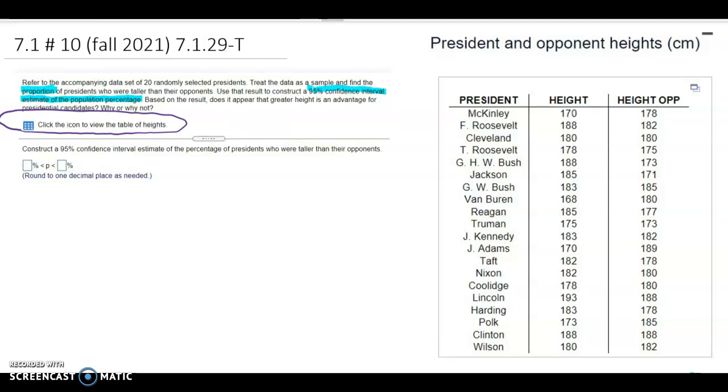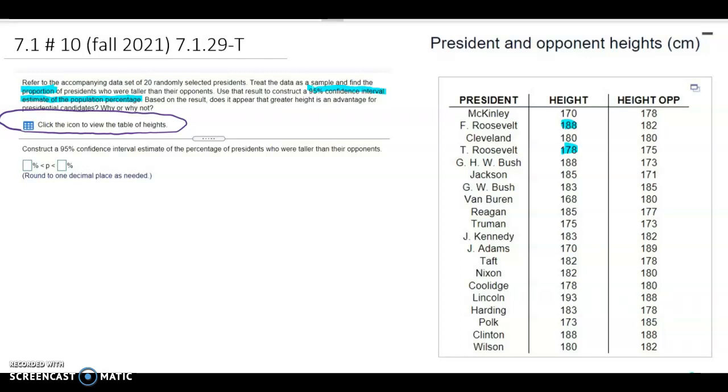You're going to look at the data set that you have, and you have the height of each president in the middle column, and you have the height of their opponents. Now, what I'm going to do is highlight any of the heights that are greater than the opponent listed to the right. So for example, we have Roosevelt is 188, while his opponent is 182. And then we'll have the other Roosevelt is 178 versus 175.